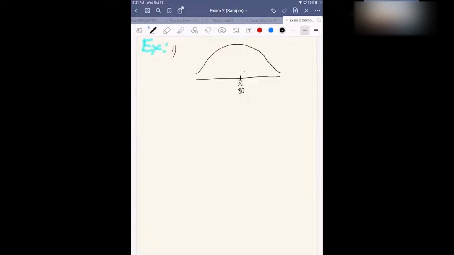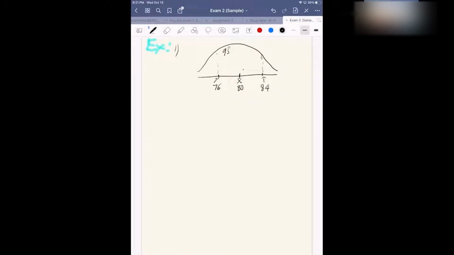And I'm going to give you the 2 values right here. This one is 76. And the value right here will be 84. And I'm going to give you the area of the middle section, which is 95%. Okay, that's what you guys are given. You are given the points on the left and on the right, and the mean and the percentage or the area of the middle section.